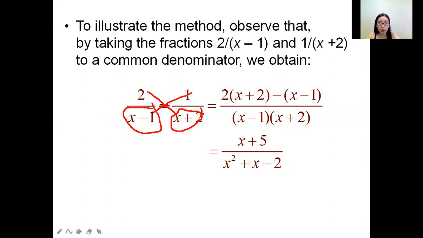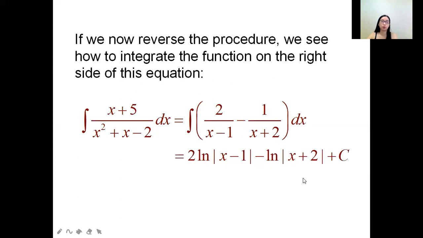So we now have a common denominator and a numerator multiplied by the denominator of the other function. So we have 2 times quantity x plus 2 minus the quantity of x minus 1, all over the common denominator, which is x minus 1 times x plus 2. So therefore, we have x plus 5 over x squared plus x minus 2. So we just recall our algebra.